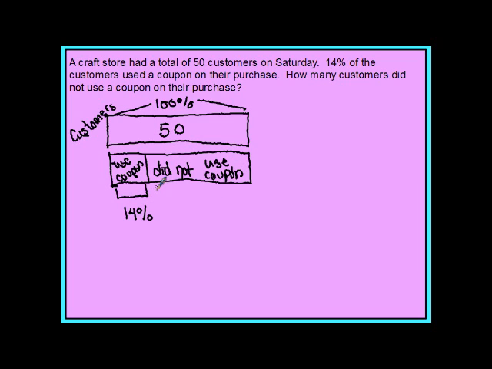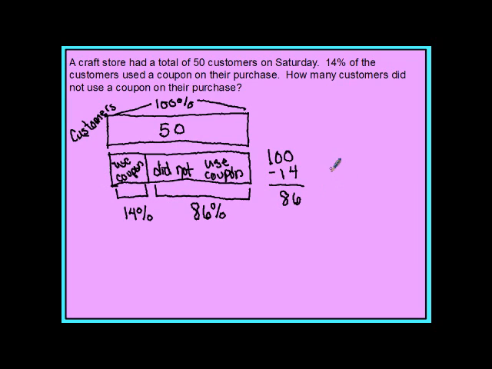Now, to find the percent of this part of the bar, I know that percent is always out of 100. So if I take 100 and subtract 14, because that represents the customers who did use a coupon, I get 86. So I know that 86% of the customers did not use a coupon.